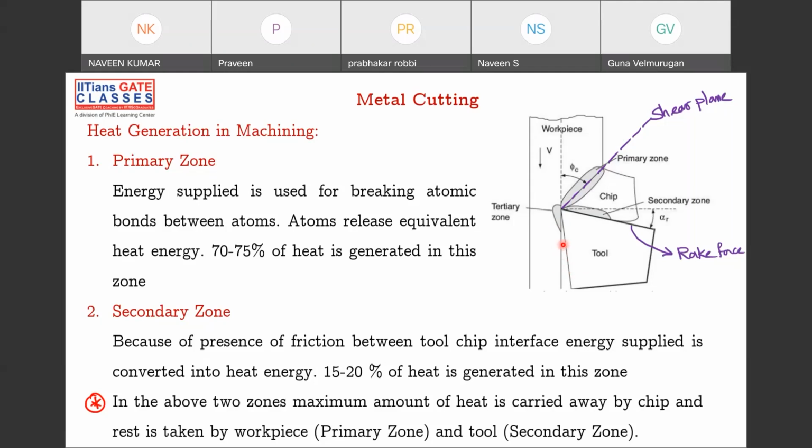And even though you are giving relief angle, because of some issues, because of some recovery and all, there will be a little rubbing action taking place in the tertiary zone, that is between the workpiece and the tool, and that is why this small amount of heat is generated in this case. Okay, so that is your tertiary zone.